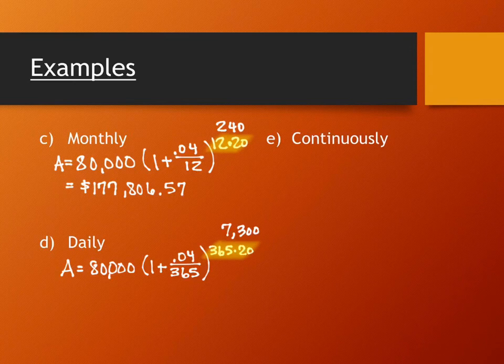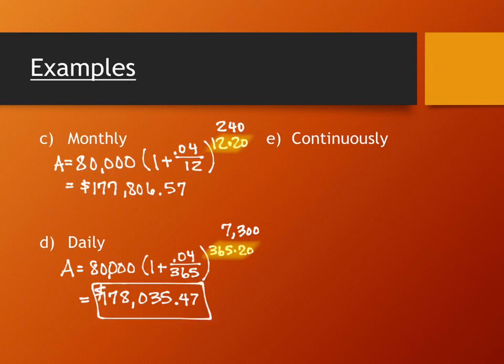So again, I'm going to work from the inside out. 1 plus 0.04 divided by 365, raised to the power 7,300. So it's 2.22544338 on mine, and then times my 80 grand. And did it get bigger? Yep, $178,035.47. 47 cents. Make sure you're using dollar signs on those.